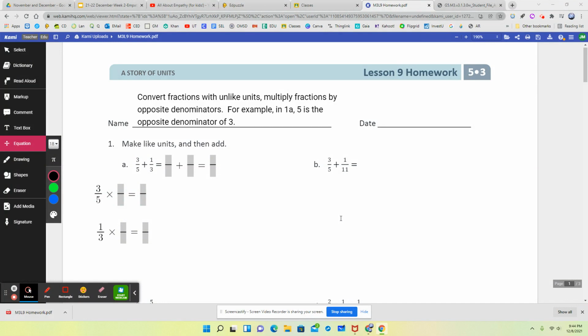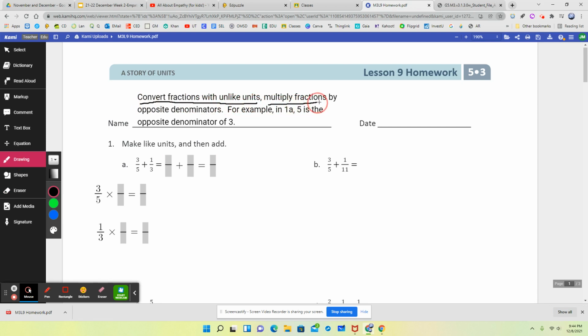In this video, we are going to add fractions with unlike denominators by converting those unlike denominators into like denominators. Here we go, my friends. So, convert fractions with unlike units.